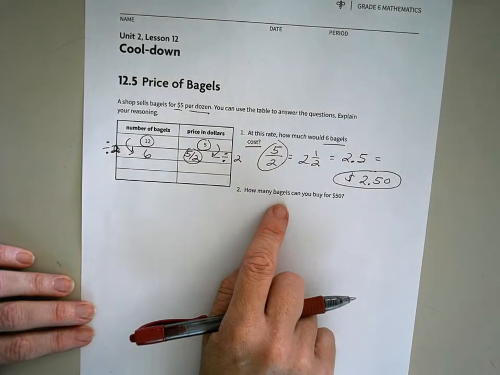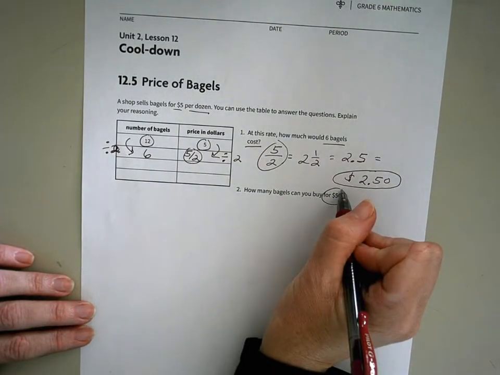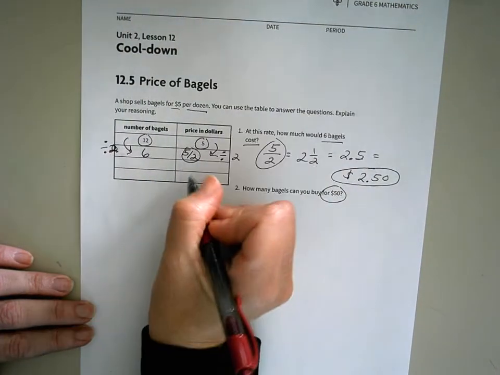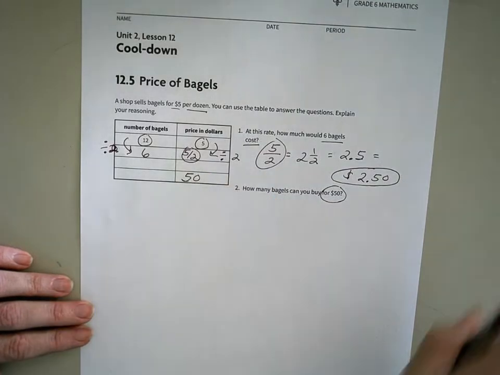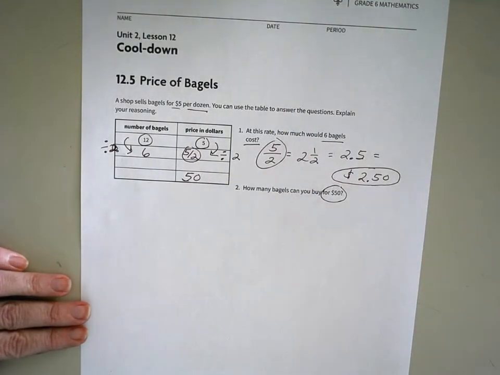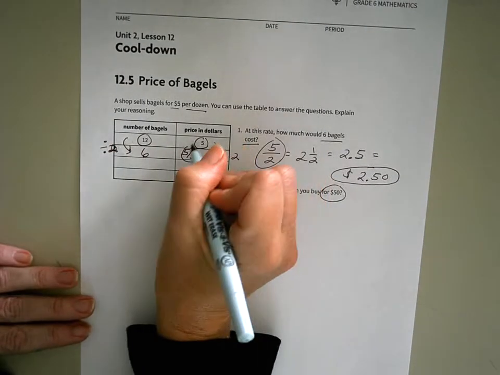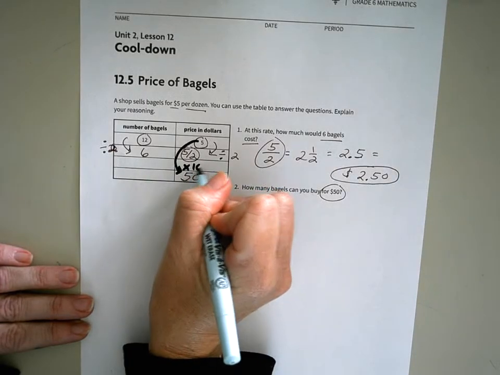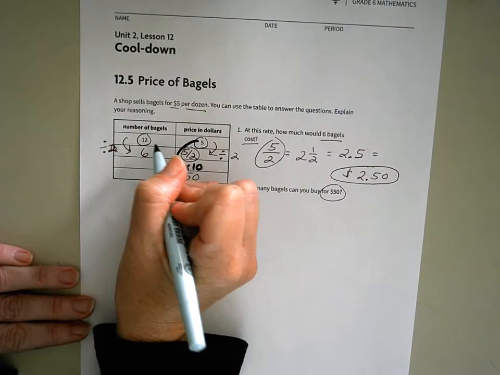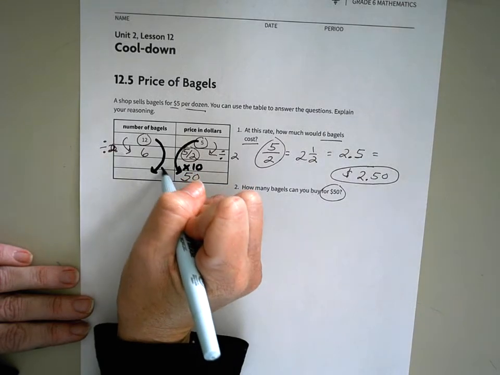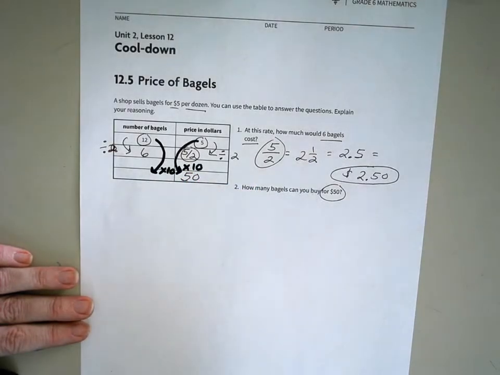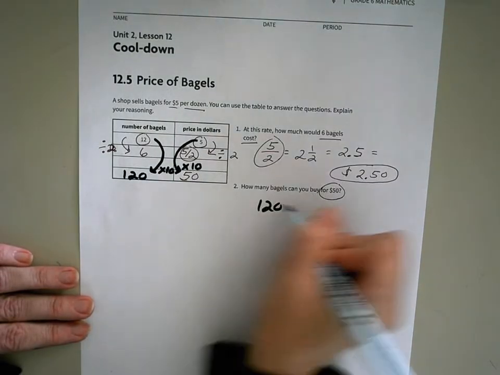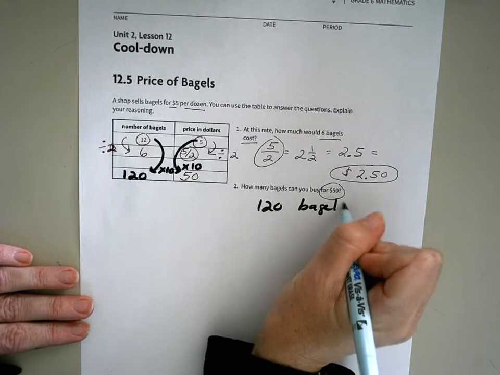How many bagels can we buy for $50? So where's the $50 going to go? It's going to go here in price. And then a couple of ways you might want to solve this. There's lots of ways to get our right answer. Maybe you see right away that you could multiply 5 times 10 to get 50. To keep it equivalent, then you're going to multiply your 12 bagels times 10. And 12 times 10 is 120. So we can buy 120 bagels for $50.